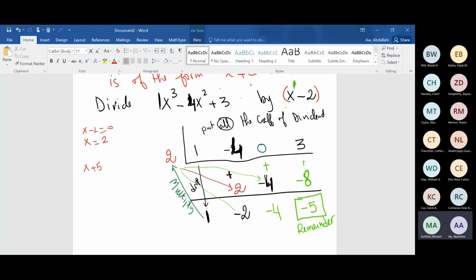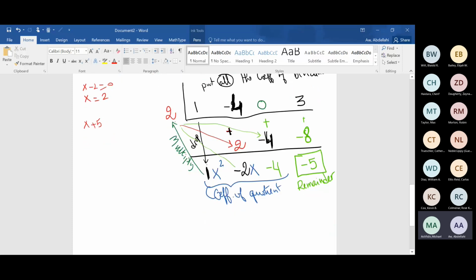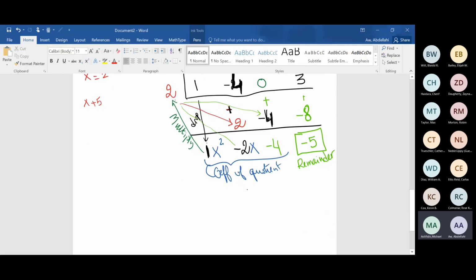What is my question? My question is this one right here. These are the coefficients of the question. So what is my coefficient? This is always a number by itself. This one is multiplied by x. This one is multiplied by x squared. So the quotient is x squared minus 2x minus 4. Okay? So the quotient is x squared minus 2x minus 4.